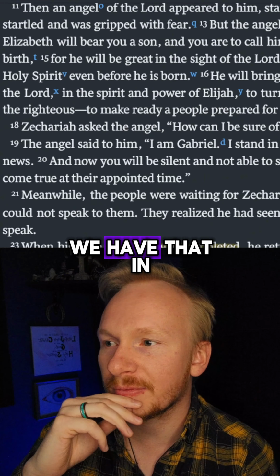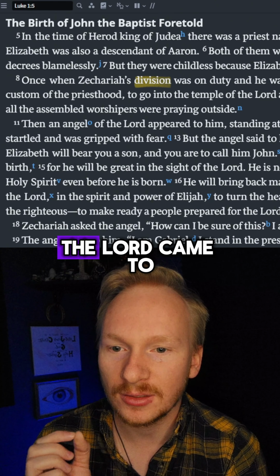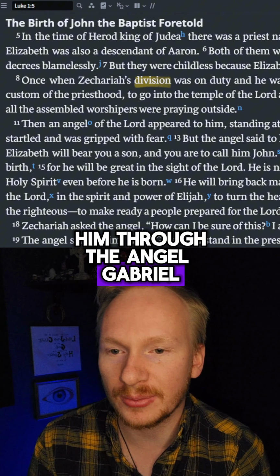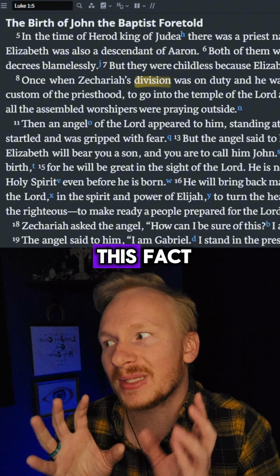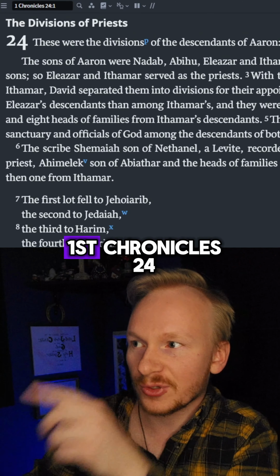So we have that in the course of Abijah, when Zechariah was serving, the Lord came to him through the angel Gabriel. This is a very important fact because from it, we actually have a timeline of when these events occurred, and this comes from 1 Chronicles 24.